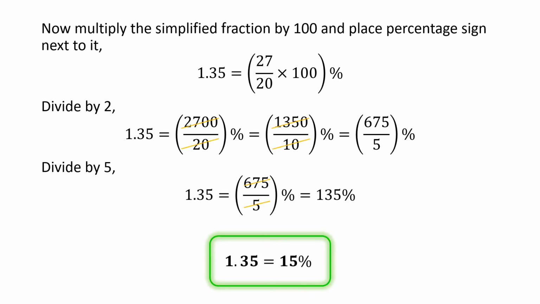Now multiply the simplified fraction by 100 and place percentage sign next to it, then again simplify the new fraction, so after further simplification here we have 135%, therefore, 1.35 is equals to 135%.